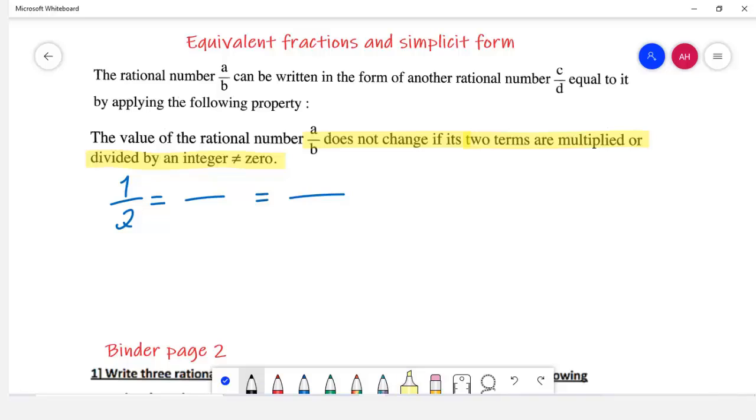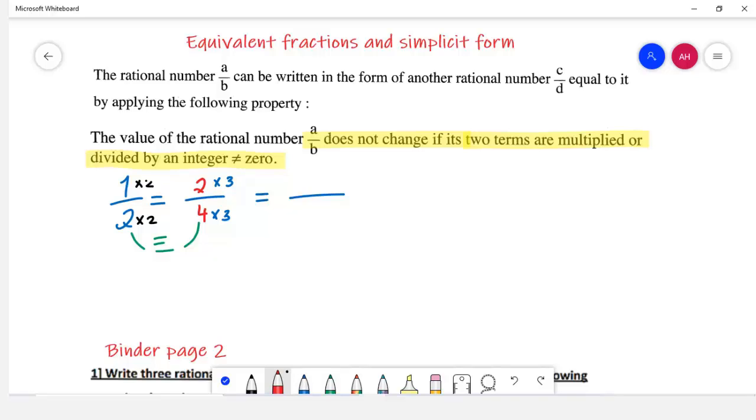Let's have an example here. If I have this half and I multiply the numerator and the denominator by 2, as a result, I will have a new fraction, which is 2/4. And this 2/4 is still equal to the fraction half. Now, let's multiply this 2 by 3 and also the 4 by 3. I must multiply the numerator and the denominator by the same number.